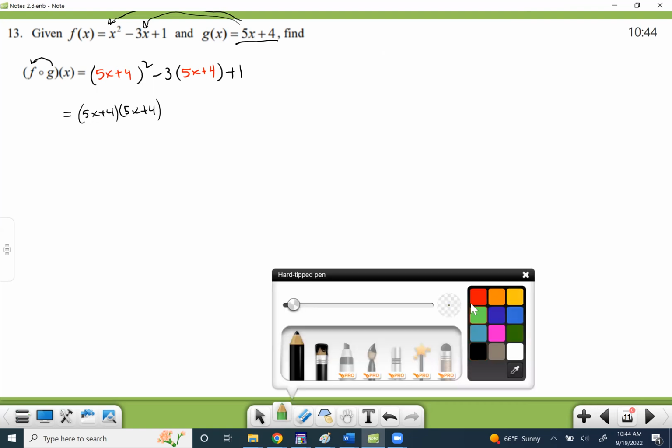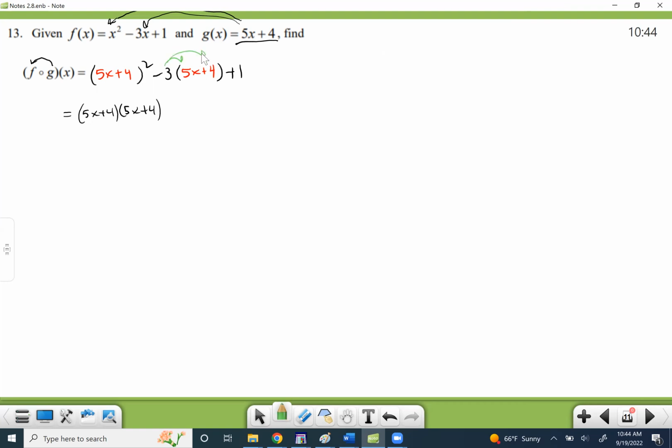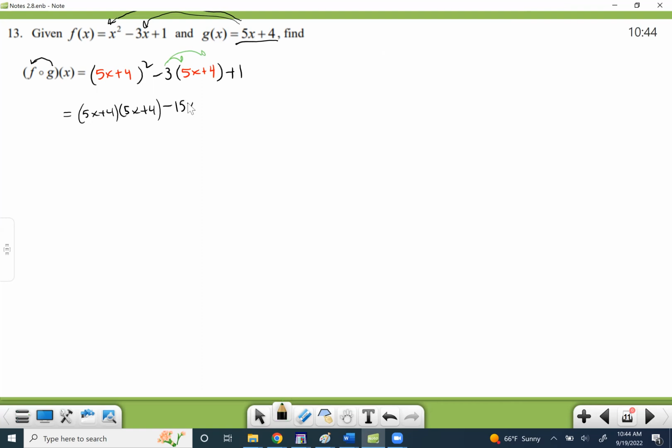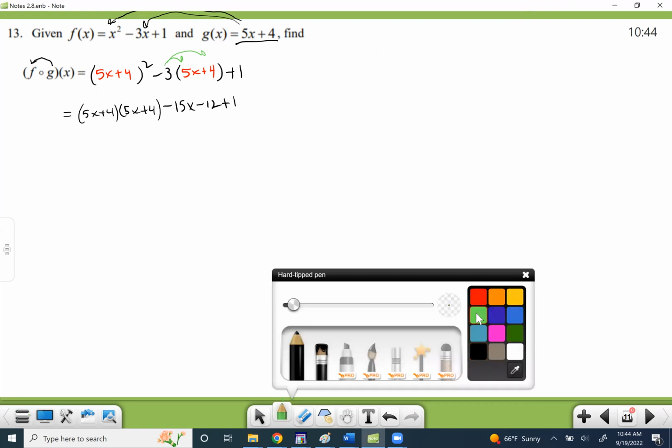All right, so we're going to go ahead and distribute this -3 inside of that. So negative 15x minus 12. And then we'll FOIL out this guy.